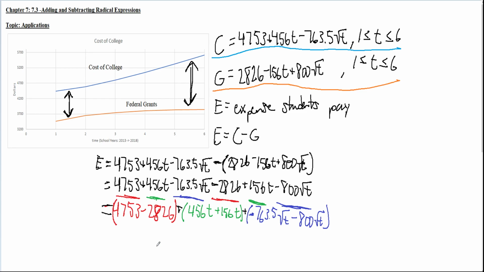I get 1,927 plus 456 plus 156 is 612t, and then plus negative 763.5 minus 800 is negative 1,563.5 square root t.